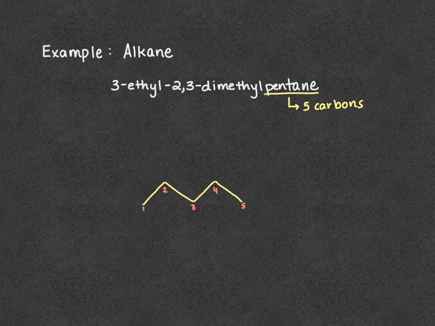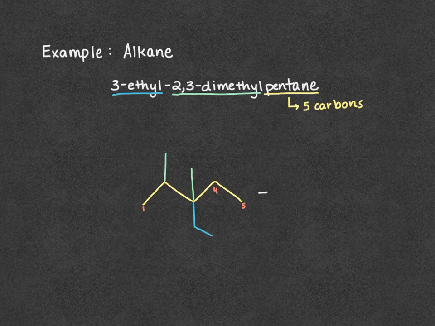So my first functional group I see is an ethyl at carbon 3. So I'm just going to erase this little 3, and then I'm going to add an ethyl group. The next functional groups I see are methyls, and I have 2 of them at carbons 2 and 3. So I'm just going to erase this little 2, and I'll throw a methyl at carbon 2 and a methyl at carbon 3.